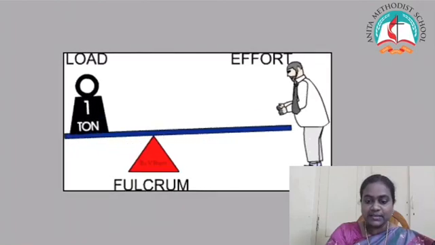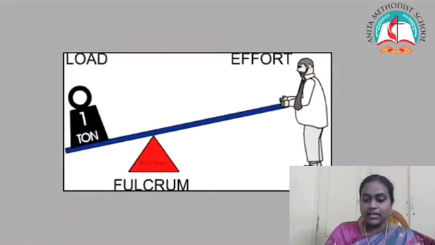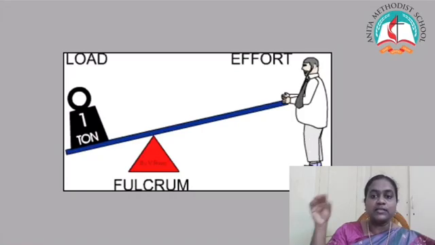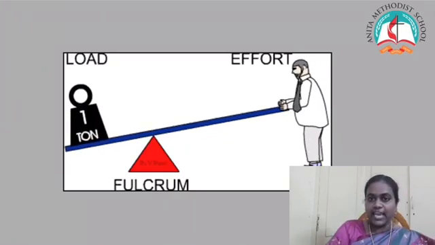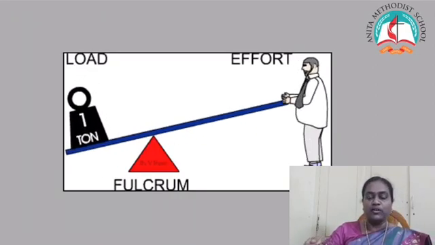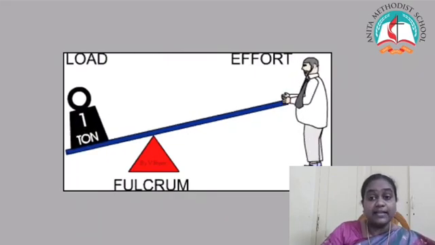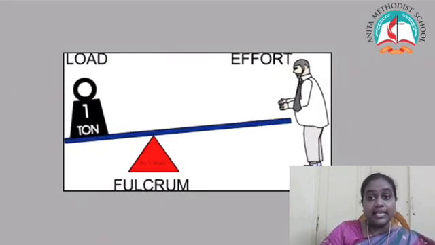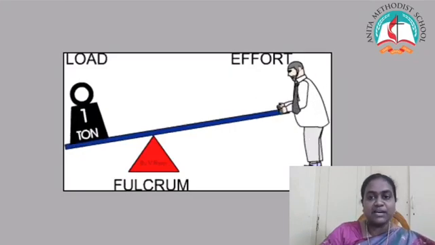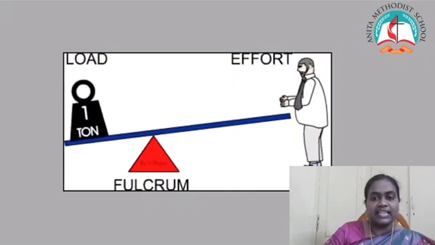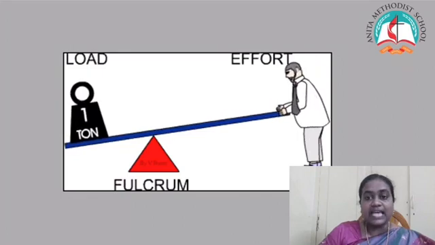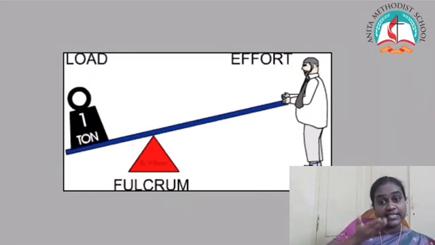Can you see this picture? The man is applying a little force and this 1 ton load is lifted high. Instead of just carrying that load, we can apply the lever and lift the load. See, the fulcrum is fixed. It is not moving. Only the force is applied at one end of the lever and the load on the other end is lifted up.